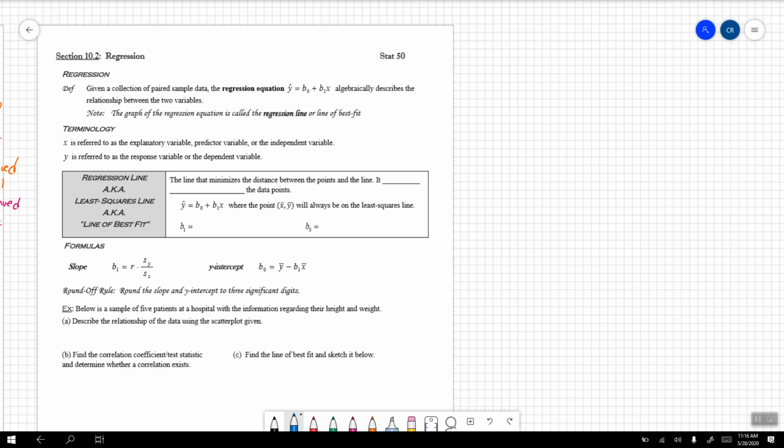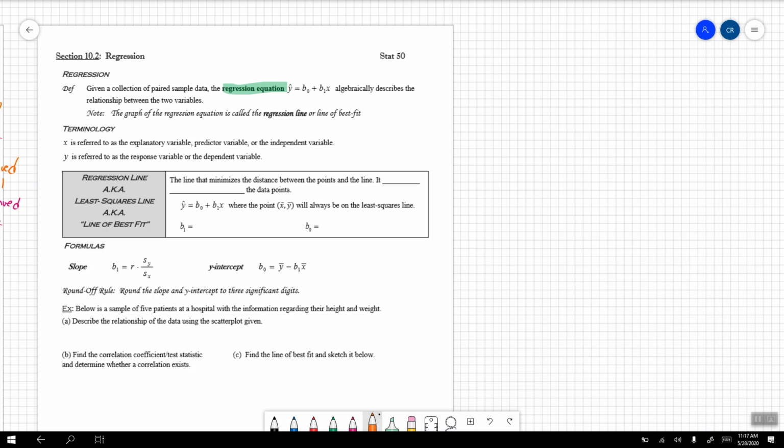All right, so in here, we're going to start off with the definition for regression. This says that given a collection of paired sample data, the regression equation, which is given by y hat is equal to b naught plus b1 x, algebraically describes a relationship between two variables. Now, again, this seems very abstract at this moment in time.